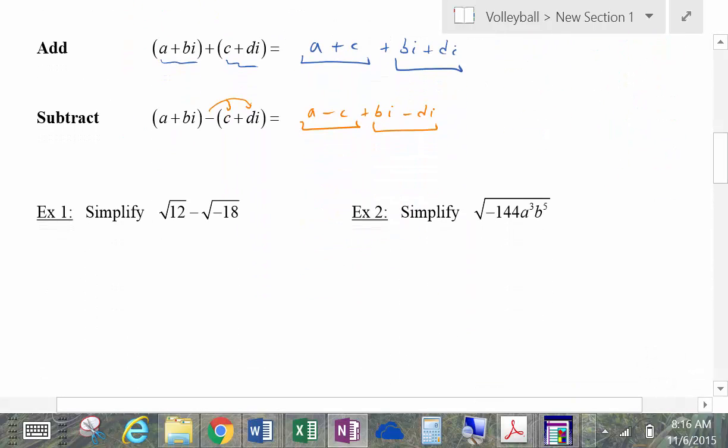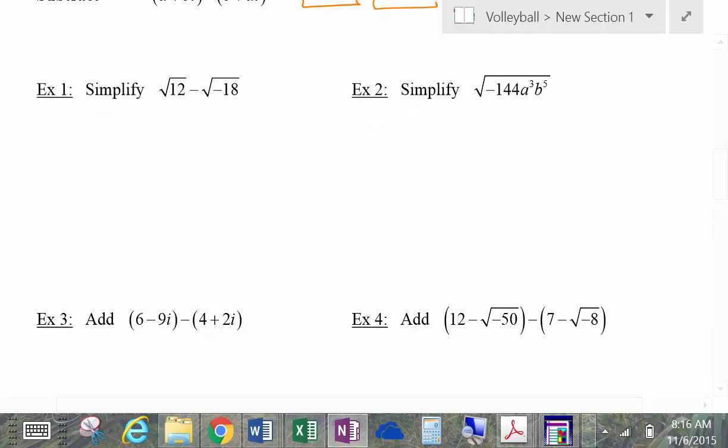Okay, so example 1, let's simplify square root of 12 minus the square root of -18. Any ideas? Yeah, simplify the radicals. Okay, so how do we simplify square root of 12? Square root of 4 times 3. You guys agree with that? Yeah, good. All right. Now the new part is the next one, right? How do you simplify negative square root of -18?